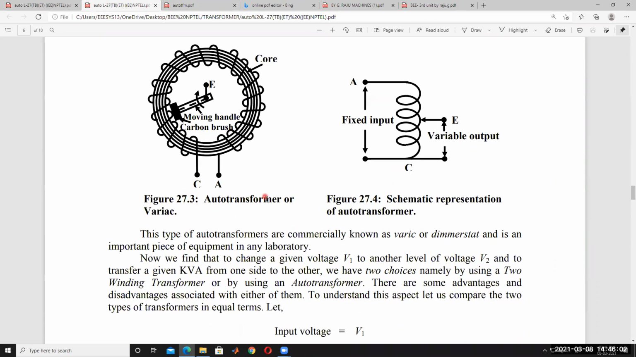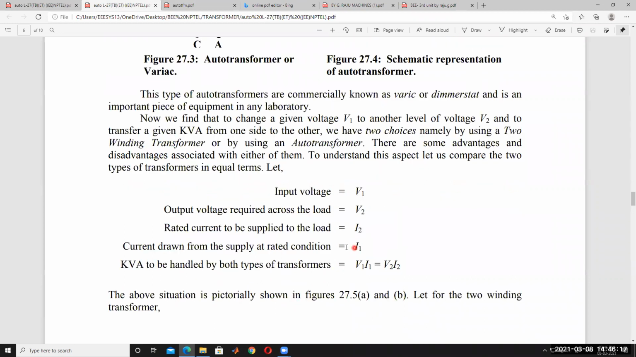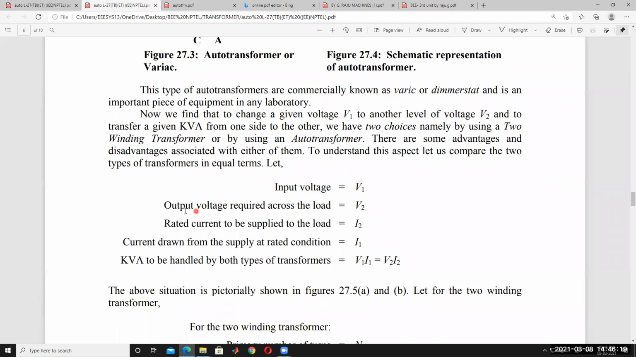This input voltage is V1, and the output voltage across the load is V2. V1 and I1 are the notations for the input side, and I2 and V2 are the notations for the output side. V1 is called the input voltage. The output voltage required across the load is V2, and the rated current to be supplied is I2.